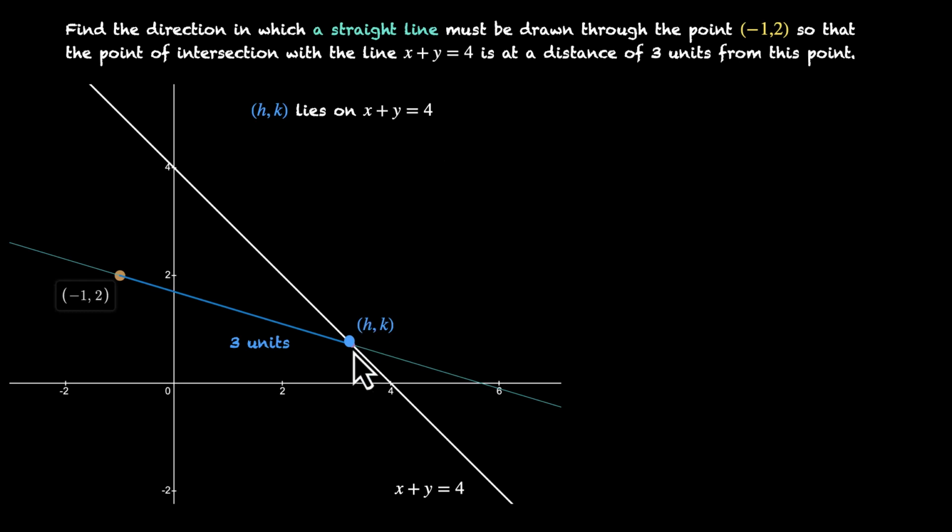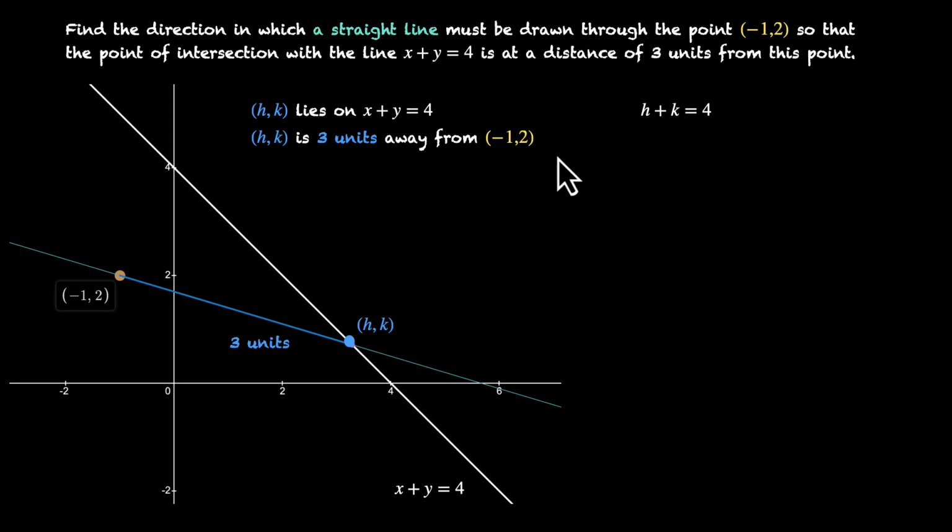We know that this point is 3 units from this point minus 1 comma 2. So the distance between h comma k and minus 1 comma 2 is 3 units. This should give us the second equation in h and k. Using both of these, we can figure out h and k. And once we have this point, we can figure out the slope of this line. So let's do that. H comma k lies on x plus y equals 4. This means h plus k equals 4.